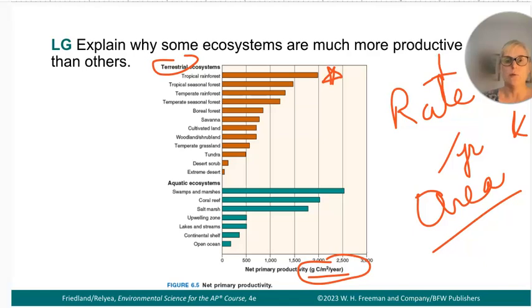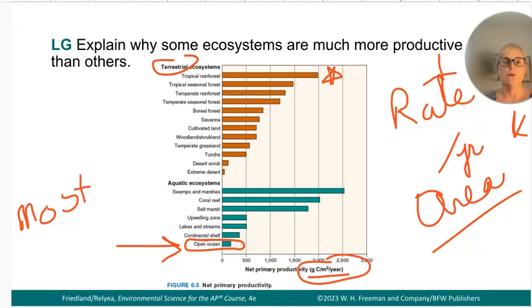Secondly, take a look here at open ocean. So this is really important. Open ocean is the lowest productivity per area, per square meter. However, open ocean has the most total because it's so vast. 70% of our world is covered in water. 67% of our world is covered in oceans. So the oceans create most of the productivity on the planet because there's so much of it.